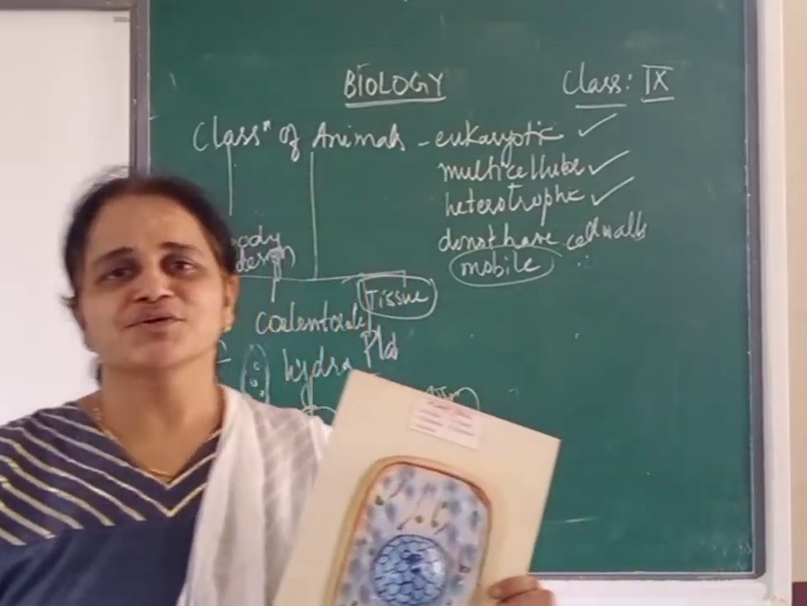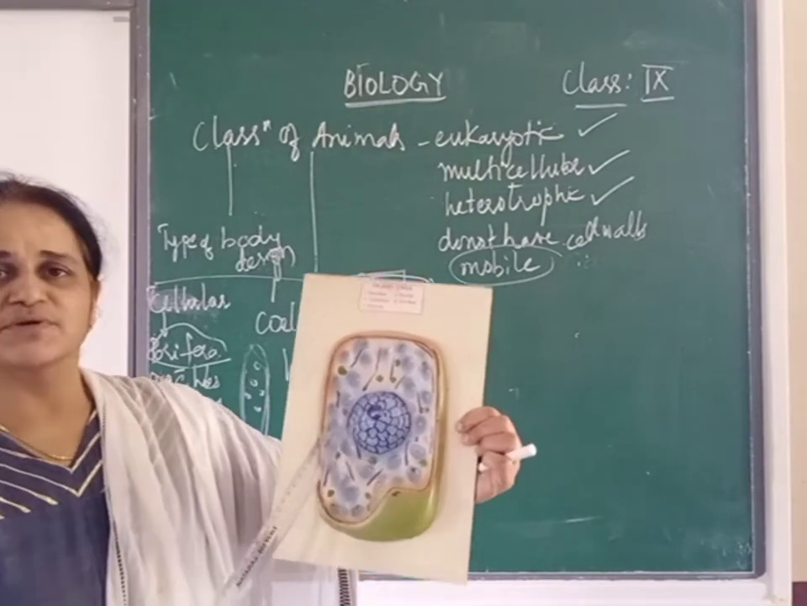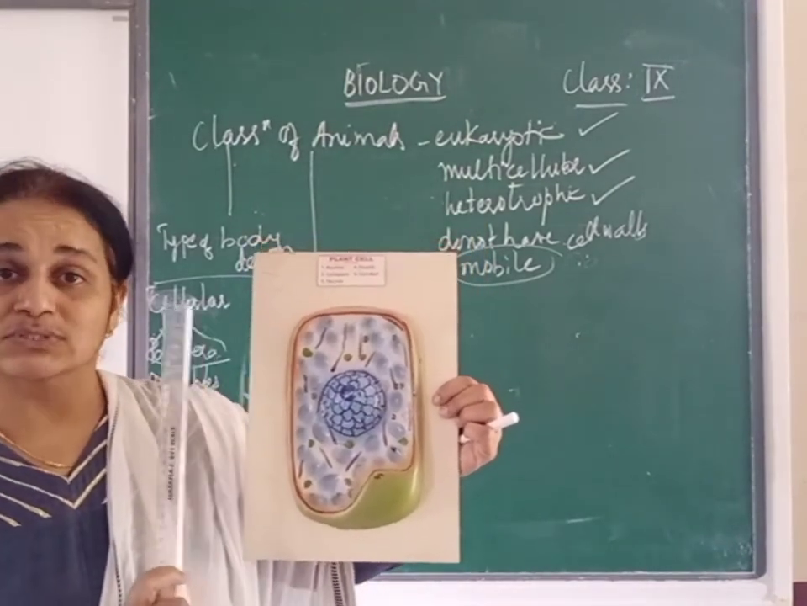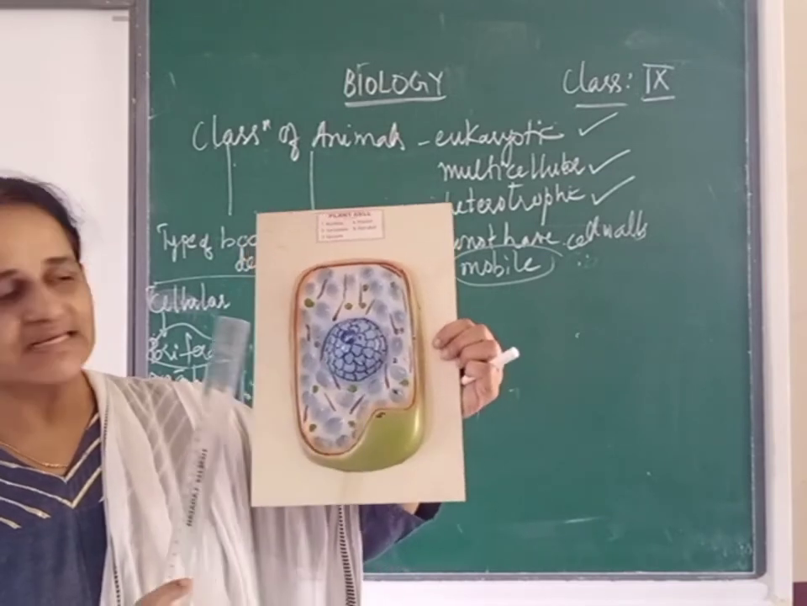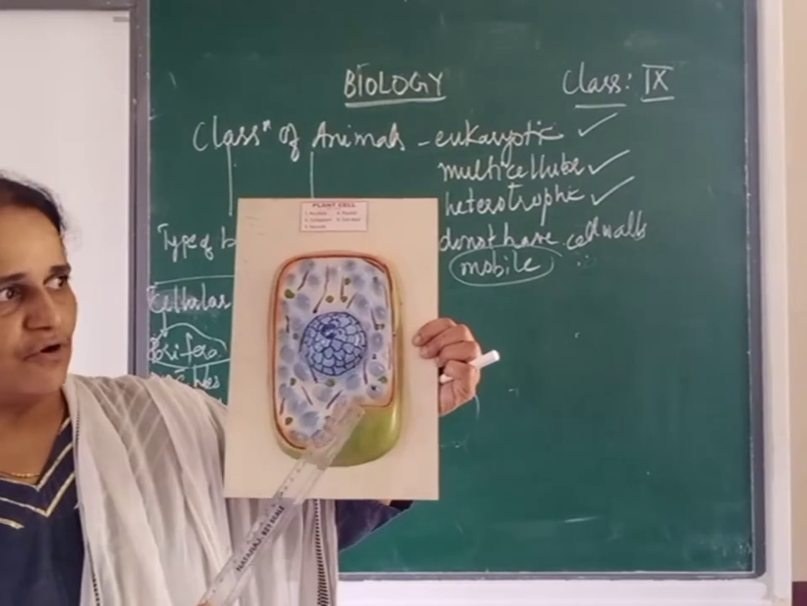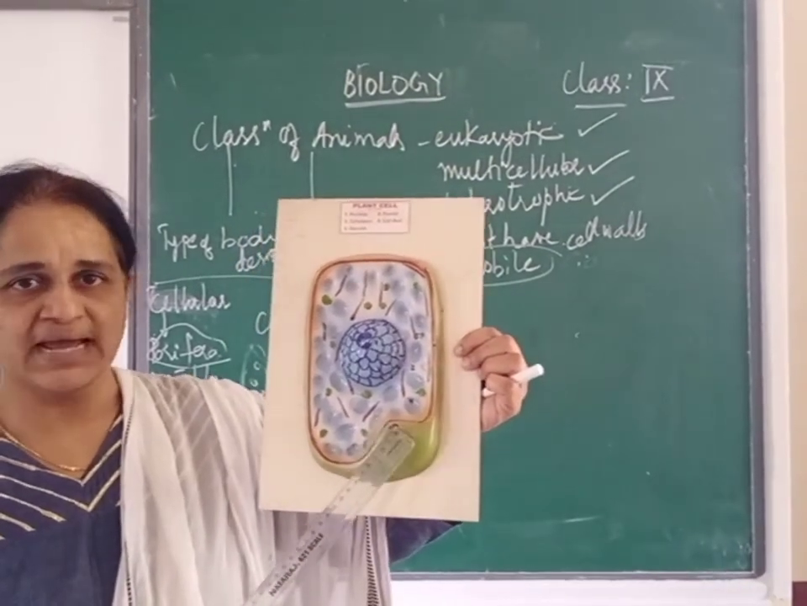Back students. We'll continue with our unit on diversity. So I have brought the specimen of this plant cell to show you how the plant cell looks. Plants have which wall? This is the cell wall. Already we finished the classification of plants.